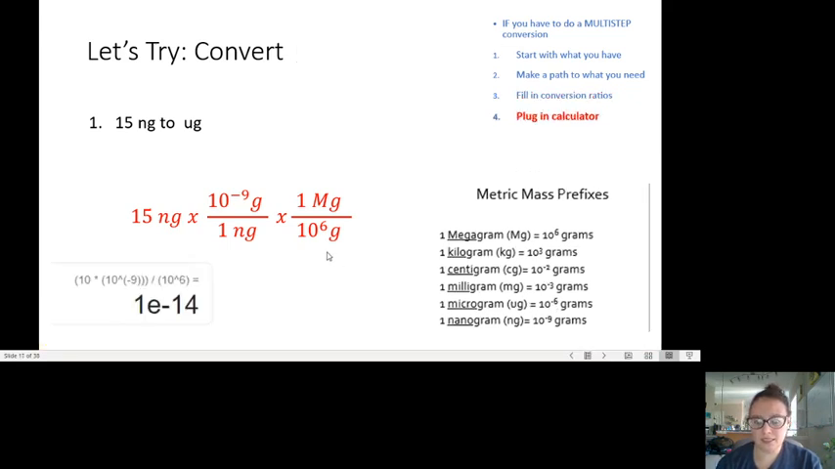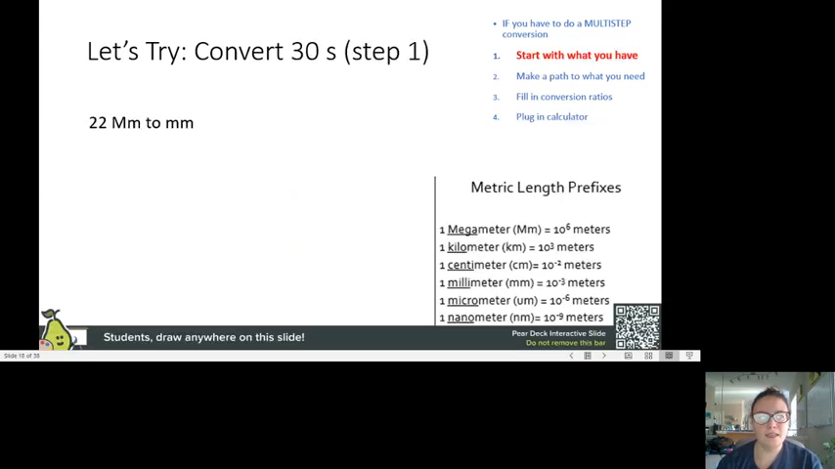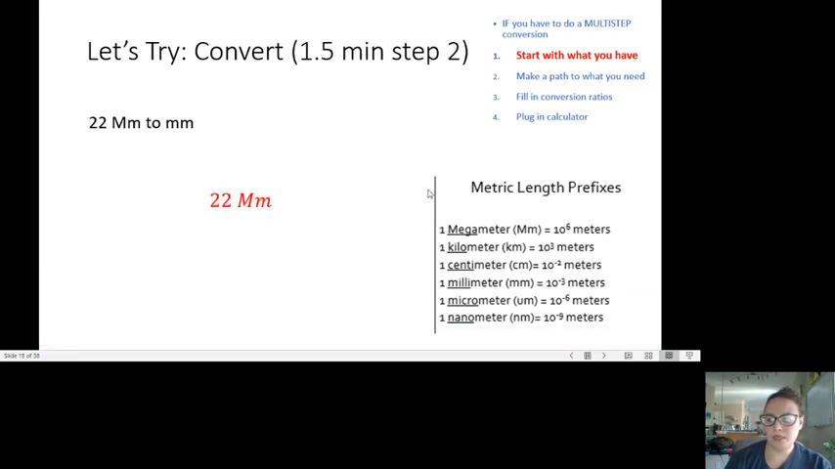Then we calculate that, and we get 1 times 10 to the minus 14. Again, this is how I plugged it in. You don't have to use this many parentheses. Google will fix it for you. So we'll do one more together. Let's start with the given, 22 megameters. And we can't go straight from megameter to millimeter, so we have to put meters in the middle.